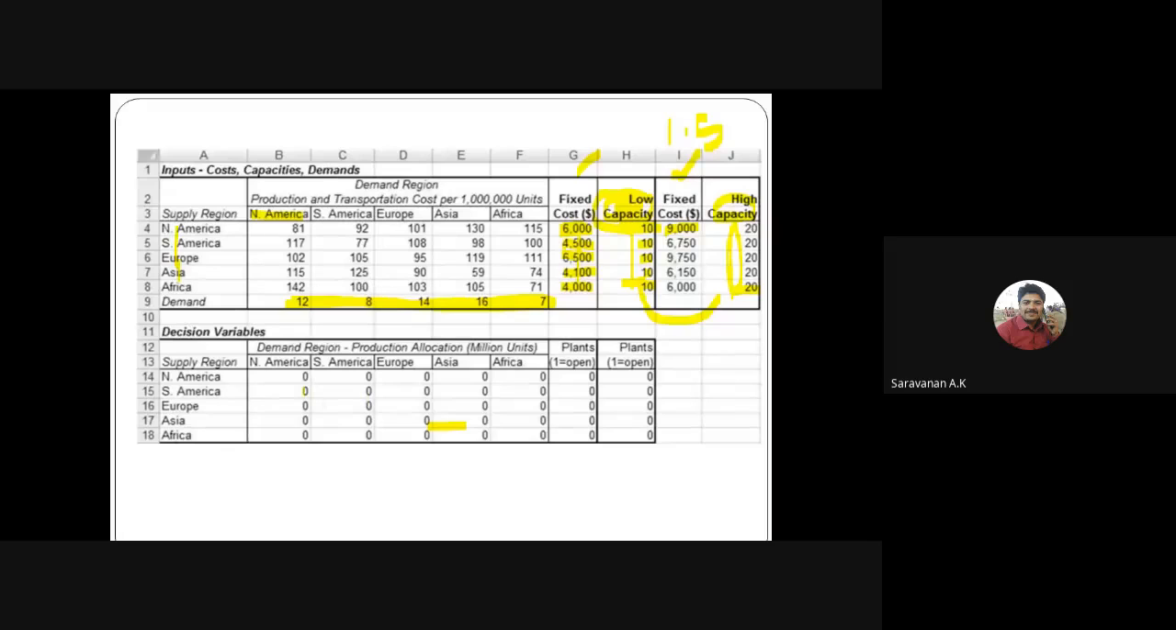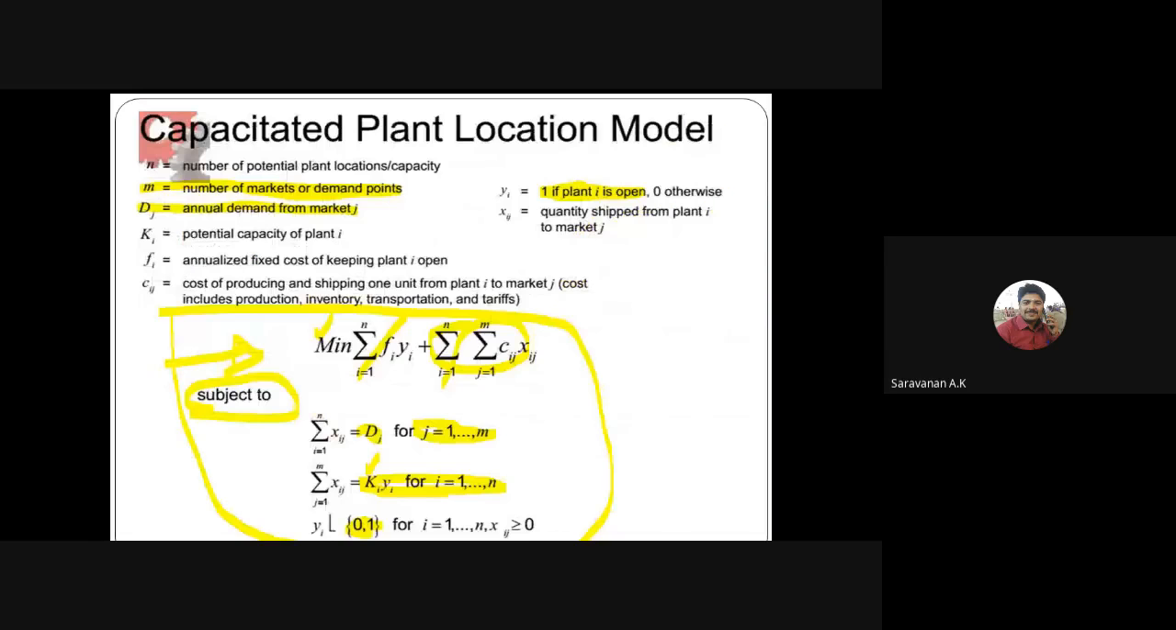Here I can set all the values to 0, right? Why do I give the values as 0? Here you can see the decision variables. There are two: whether the plant will be open or closed, and the quantity that will be shipped from the plant. If the plant is open, then surely the product will come out to the market. If the plant is closed, it will not create any quantity to ship from the plant.